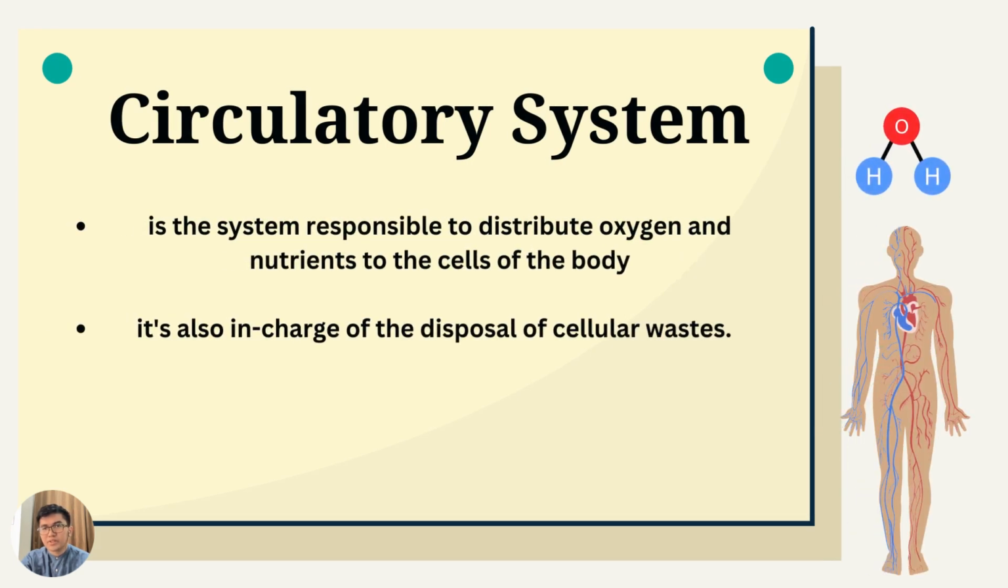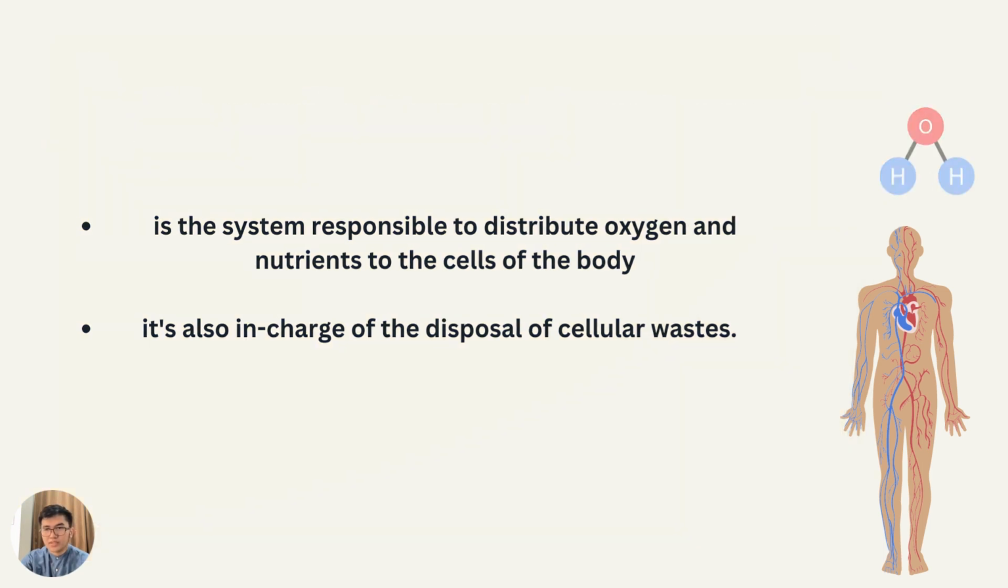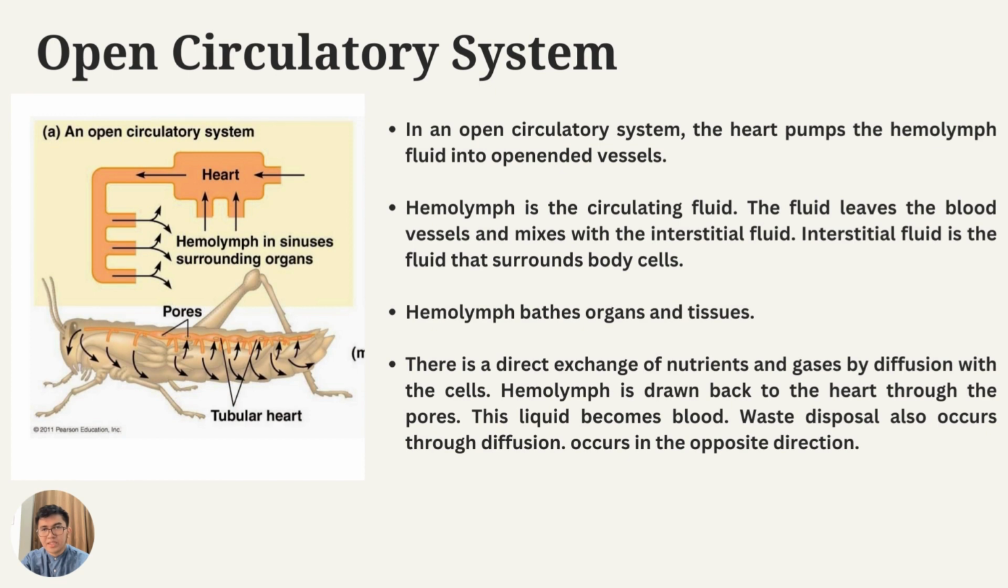First, the circulatory system. It is the system responsible for distributing oxygen and nutrients to the cells of the body. It is also in charge of the disposal of cellular waste. Next, we have the open circulatory system.